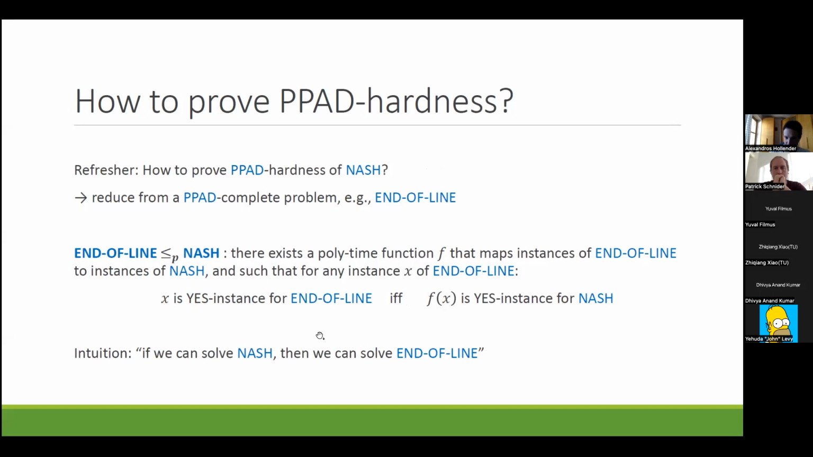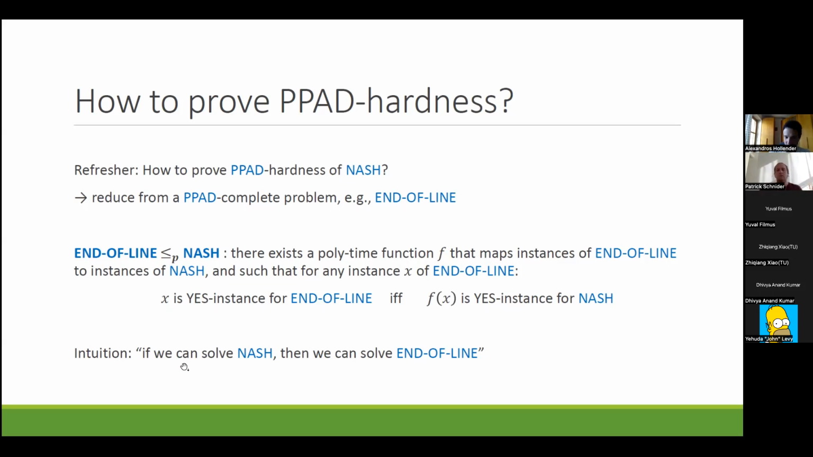Now, if you look at this for a bit, you'll see that there's a bit of an issue here, because this statement actually is vacuous. It doesn't say anything. x is a yes instance of end-of-line if and only if f of x is a yes instance for Nash. Well, the problem is here we have total problems. So all instances are yes instances. So this is not saying anything.